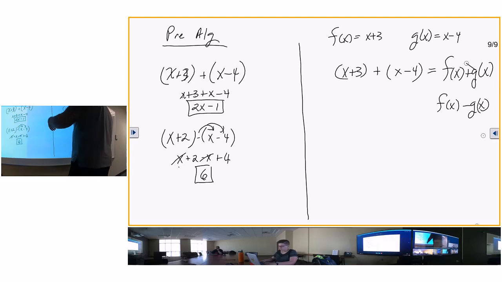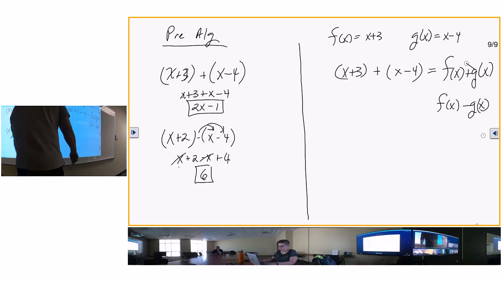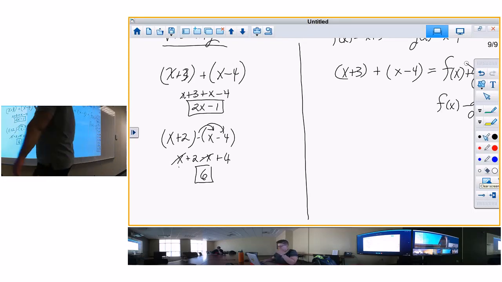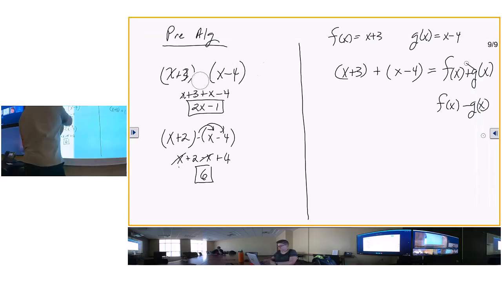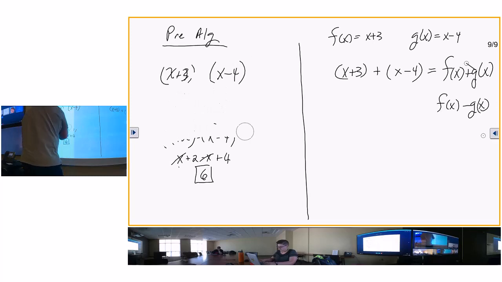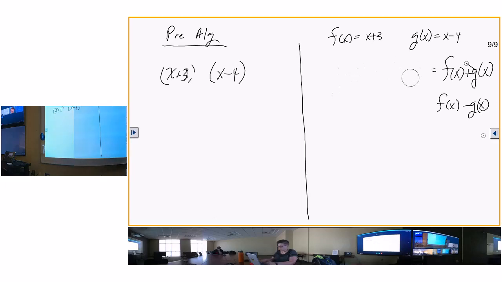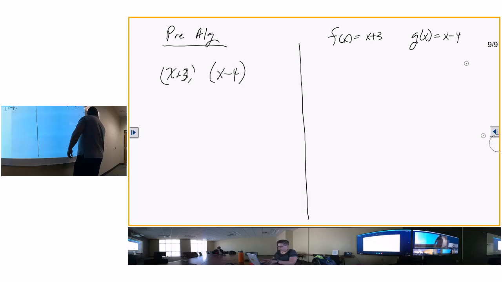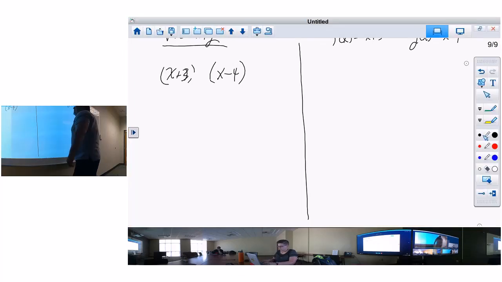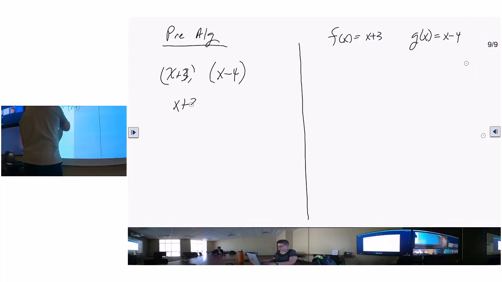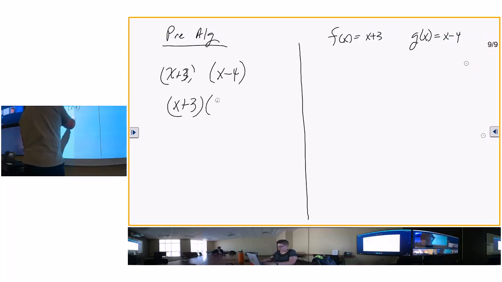What about f of x times g of x? Well, let's go back. Let's erase these, and let's keep these as f of x and g of x. I should have made them all the same. Let's go with x plus 3 times x minus 4.